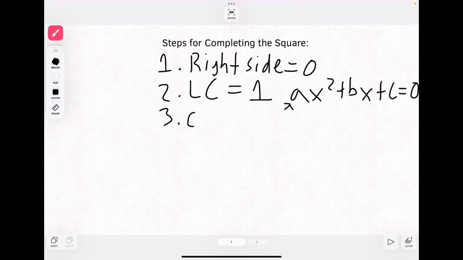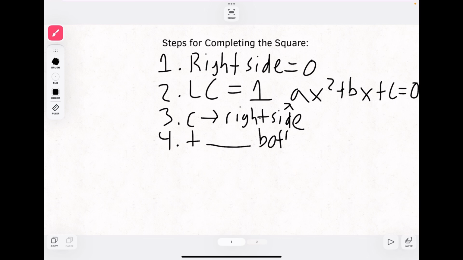From here, you need to move c to the right side of the equal sign. And then from here, you're going to add what I like to call blanks, which I know at first may seem confusing and a little weird. This is the interesting thing about completing the square, but I promise it'll make sense and I'll explain it better later. What you're going to want to do is add 2 blank spots, one on the left side of the equation to replace c, and then one on the right.